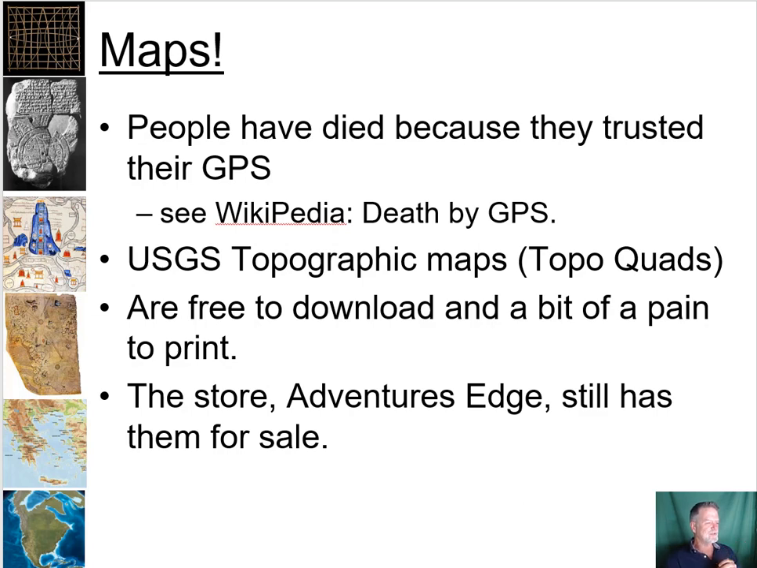People have died because they trusted their GPS. This is a common theme on Wikipedia and on YouTube to talk about accidents people have had because they trust their GPS. So I highly recommend carrying a USGS topo map. They're free to download, kind of a pain to print, but you can still go to a lot of stores like Adventure's Edge here in Arcata, and they have the big 24K topos for sale.